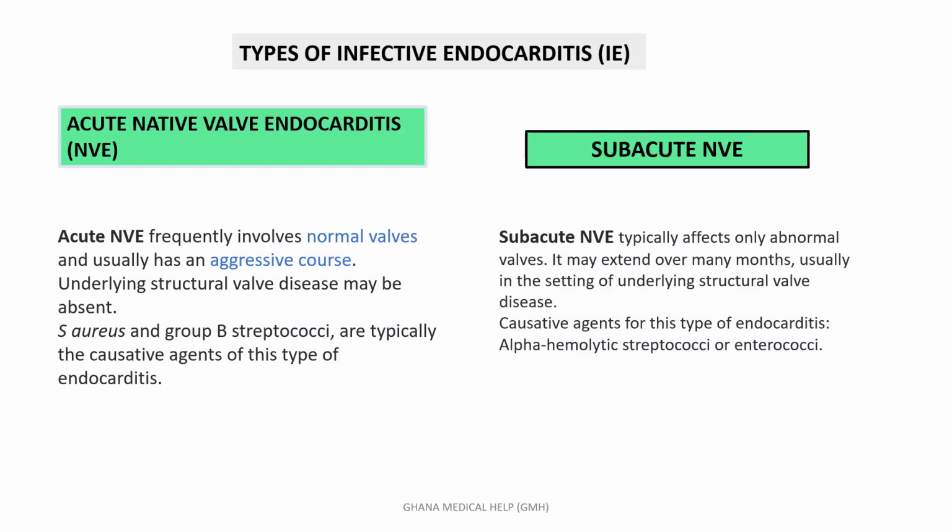The acute native valve endocarditis usually involves normal valves and has an aggressive course. The underlying structural valve disease may be absent. Usually the underlying organism is Staphylococcus aureus or beta-hemolytic streptococci. We have the subacute native valve endocarditis, which typically affects only abnormal valves. It may extend over many months, usually in the setting of underlying structural valve disease.